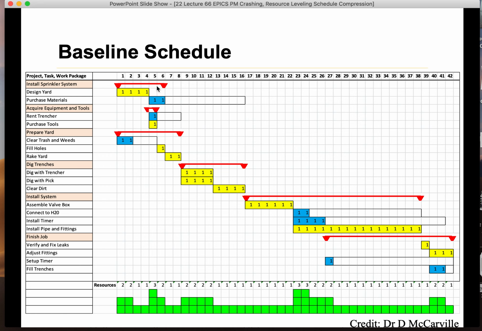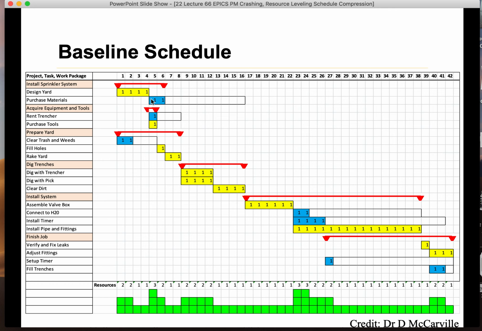So what is this red line? They are the critical path. Okay, so whatever is on this one, they are the critical path. So let's investigate this. Everything looks good, but does it? Is there any problem? Let's look at the 5th day. Is there any problem on the 5th day?